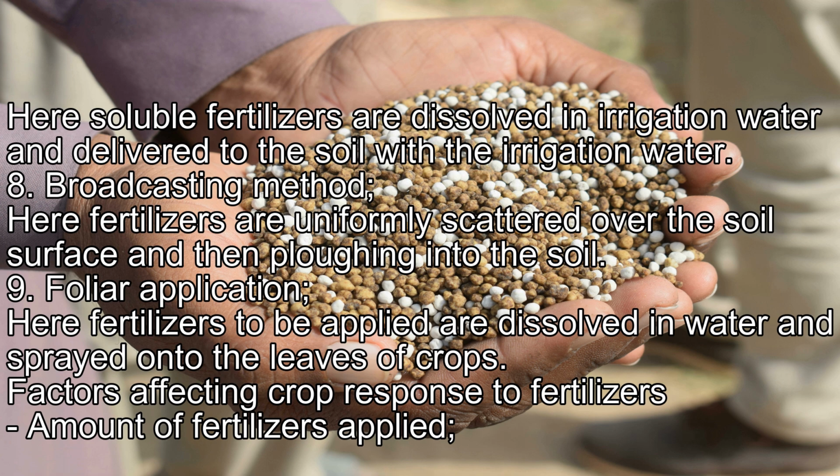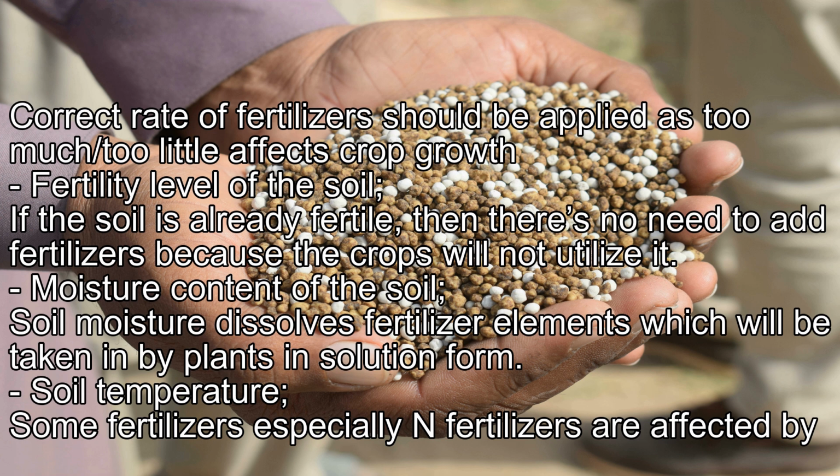Factors affecting crop response to fertilizers. Amount of fertilizers applied. Correct rate of fertilizers should be applied as too much or too little affects crop growth. Fertility level of the soil. If the soil is already fertile, then there is no need to add fertilizers because the crops will not utilize it. Moisture content of the soil.